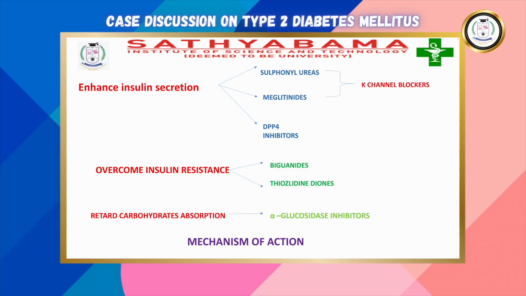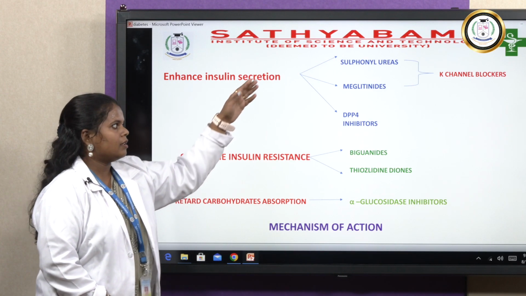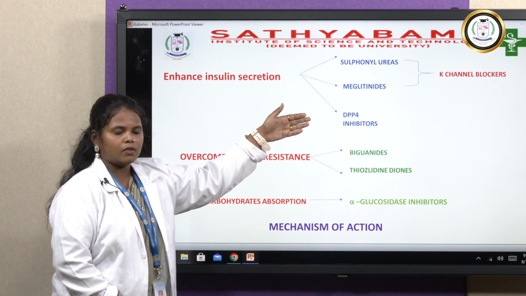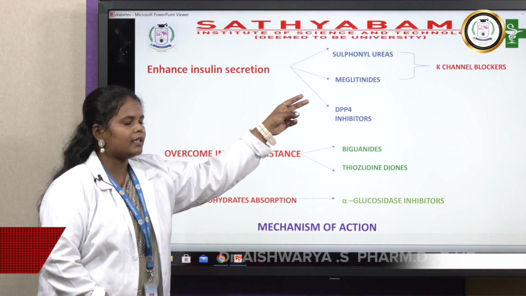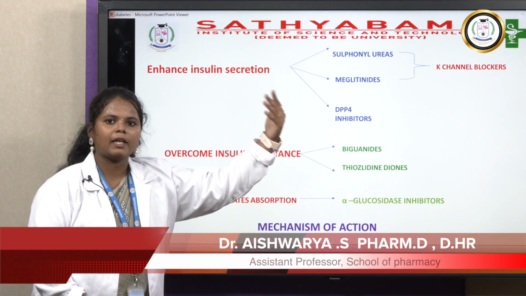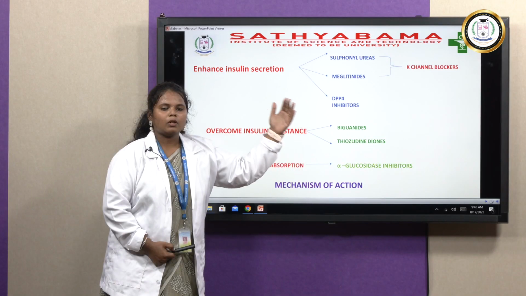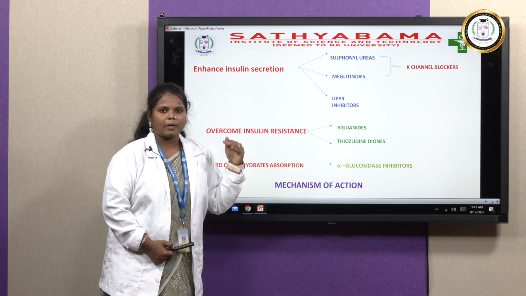And next we will look at the mechanism of action in a simple manner. Just a single word is enough to remember all the oral hypoglycemic drugs. Coming to enhanced insulin secretion, the three major classifications that play this role are sulfonylureas, meglitinides and DPP4 inhibitors. Sulfonylureas and meglitinides act as potassium channel blockers, so that the sodium is released in the urine, and the patient's hypertension level and other diabetic values will decrease.